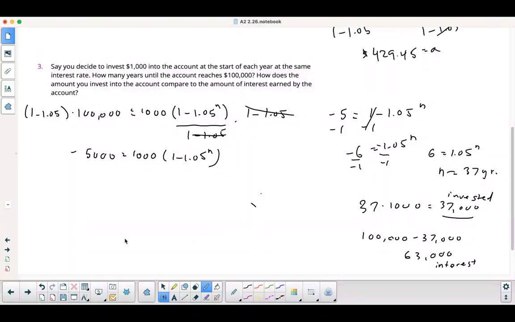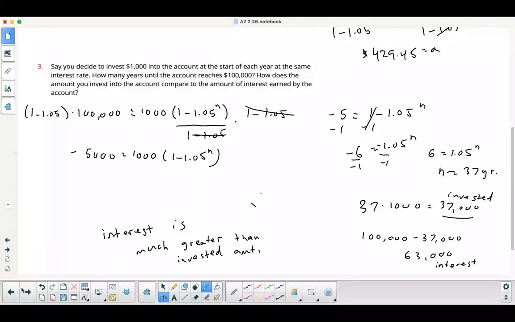So obviously the interest is much greater, which unfortunately you have to pay taxes on, because they treat it like it's earned income, even though you didn't actually go to work to earn it. You earned the money through your good decision making and in deciding to invest. All right. Interest is much greater than the invested amount. All right. On to the next one.